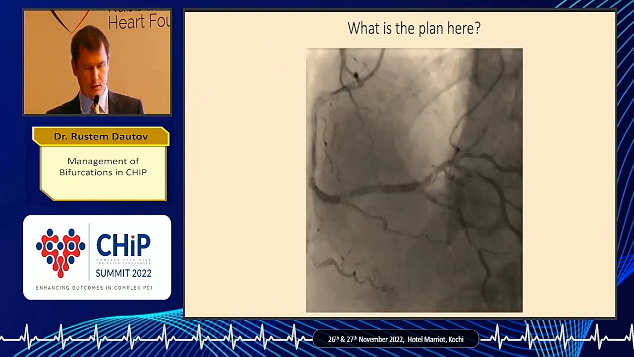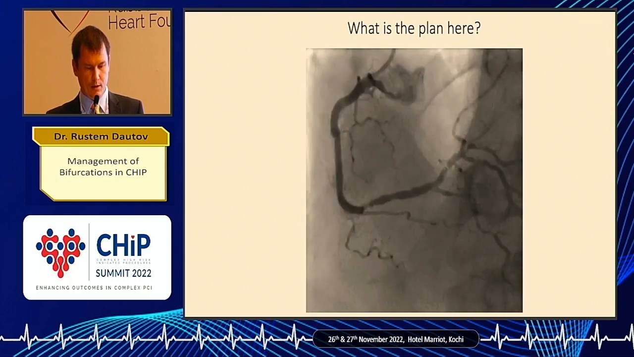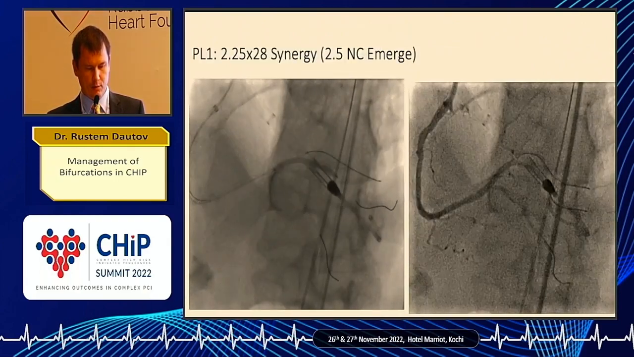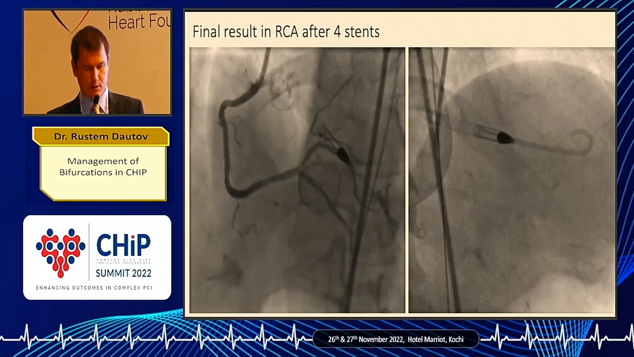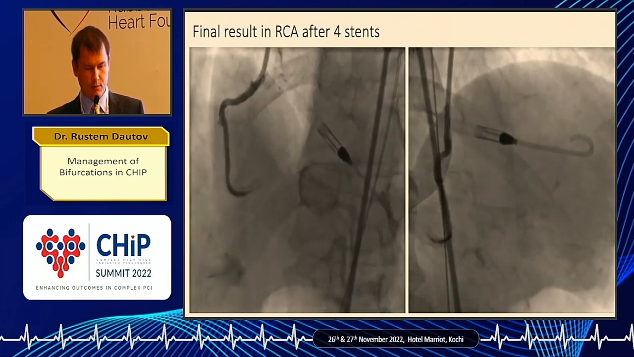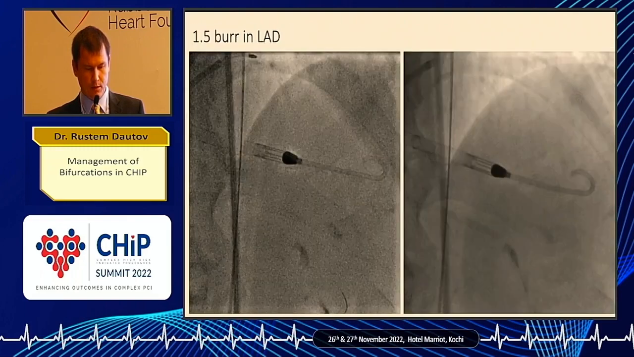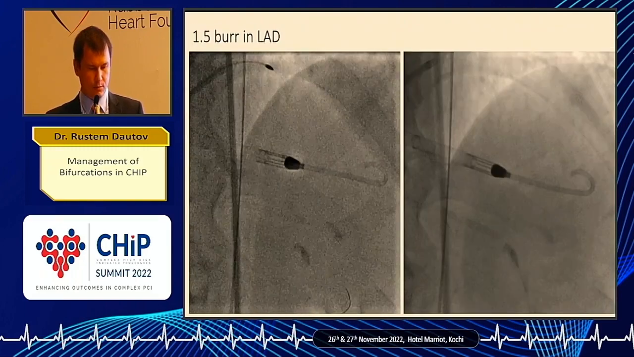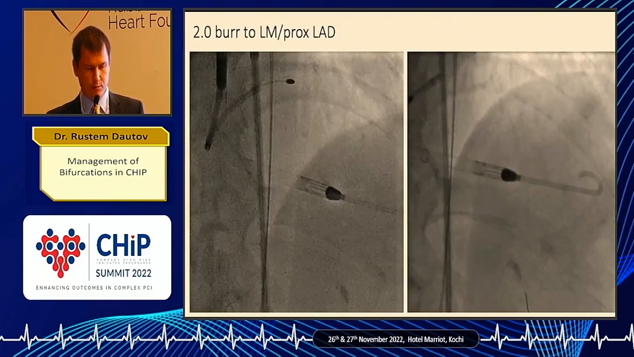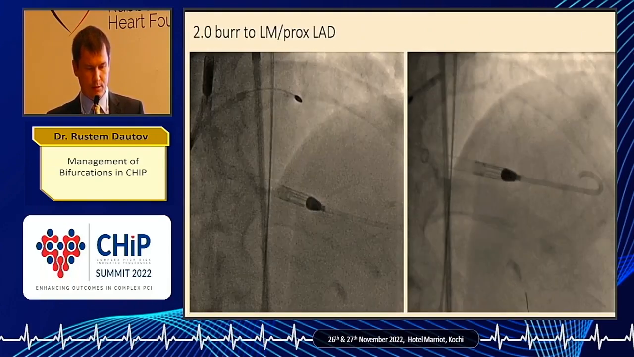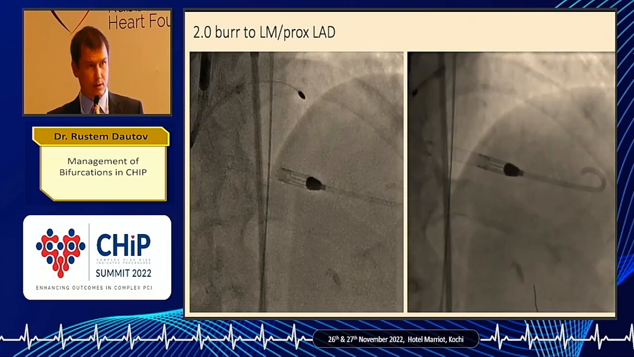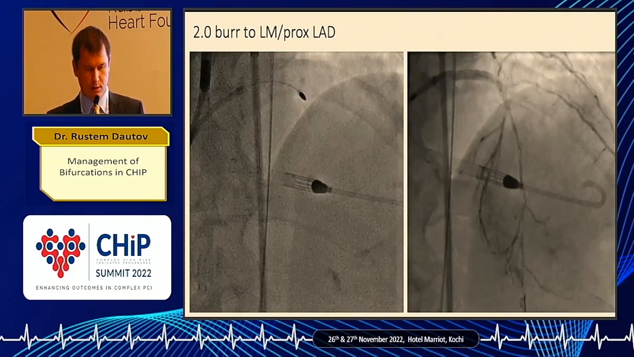So what is the plan here? We decided to treat the right coronary artery. There were 4 stents in total. Provisional bifurcation treatment, simplified that, but we did it offline. And we used Impella, obviously. And then a 1.5 and 2.0 burr to open access to the LAD and treat that calcium. At that time we didn't have orbital, obviously, and we didn't have shockwave.